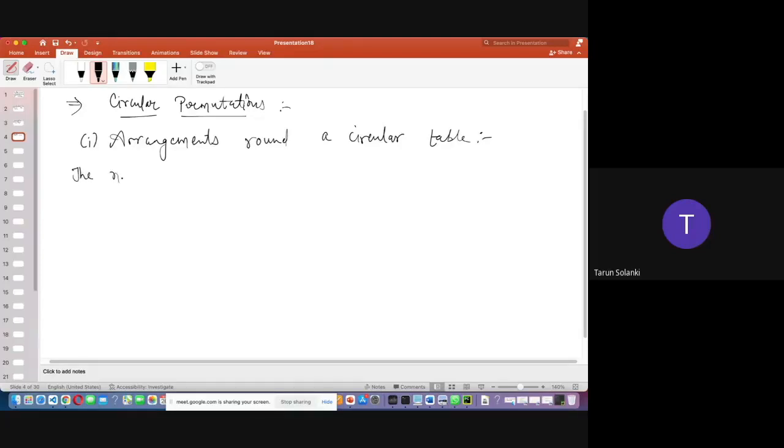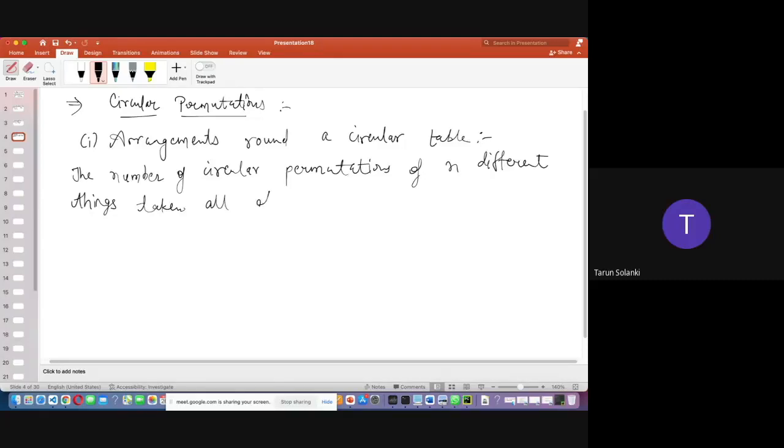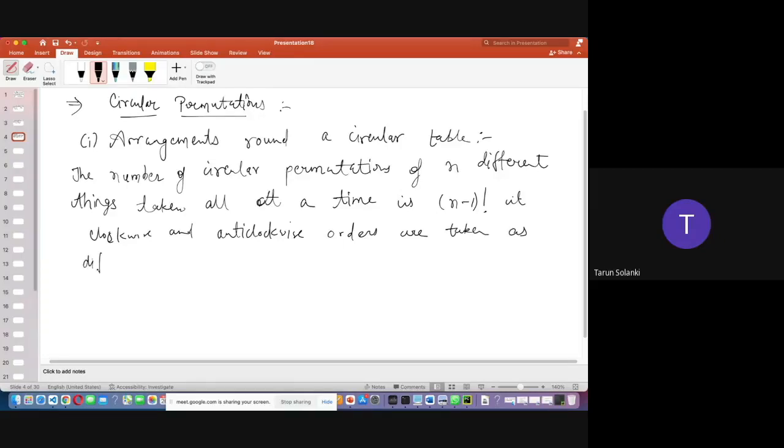The number of circular permutations of n different things taken all at a time is (n minus 1) factorial, if clockwise and anti-clockwise orders are taken as different. Right?